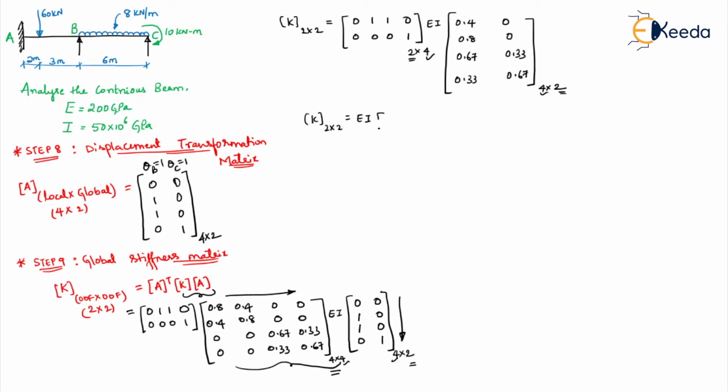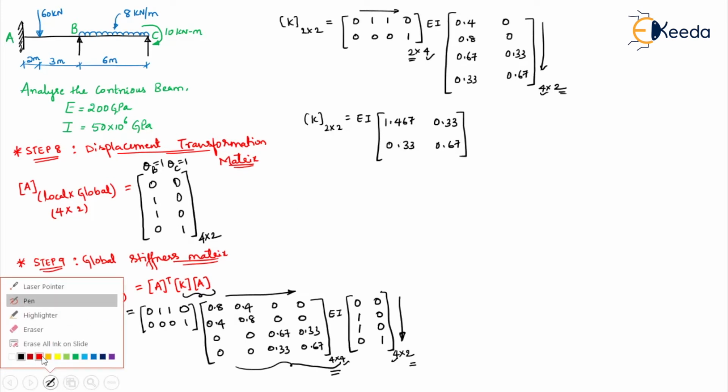EI, I'll take it outside. So multiply your first row with the columns. First row into this column, what will it be for us? 1.467. Then first row into second column, that will be 0.33. Then second row into first column, 0.33. Then second row into the second column, that will be 0.67. So this is your K matrix.